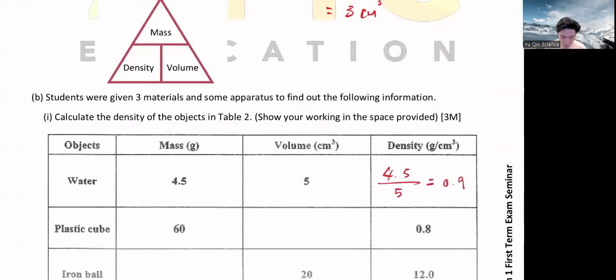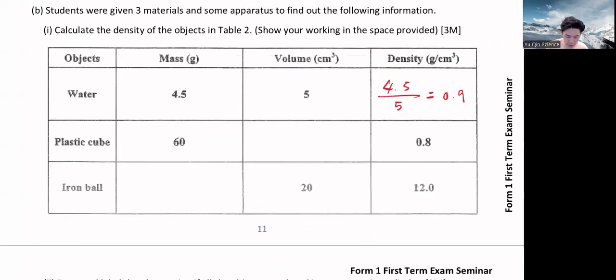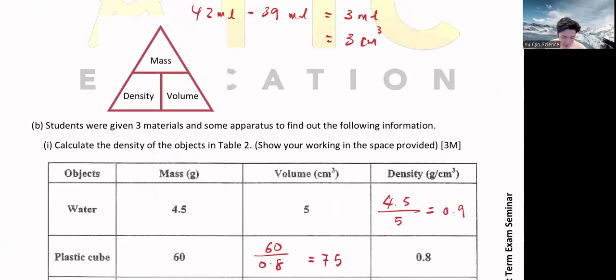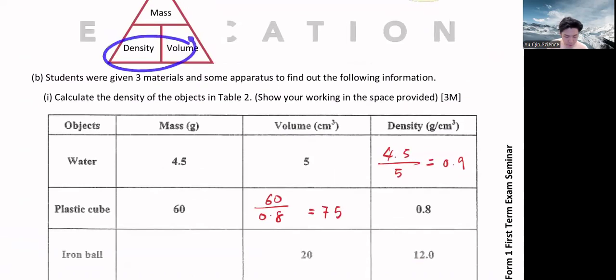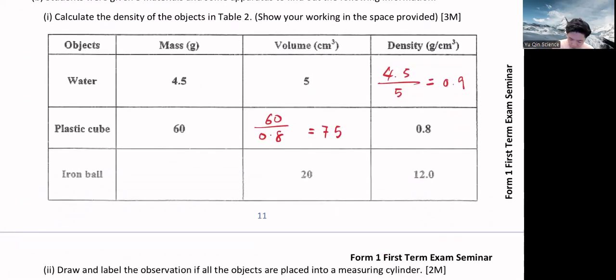Wait, let's do the second one first. Volume equals mass over density. So mass over density is equal to 75. Okay. An iron ball, looking for mass, right? So mass is equal to density times volume. Density 12.0 times volume 20 is equal to 240. Okay, 240.